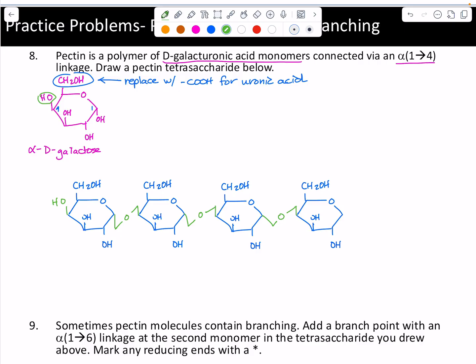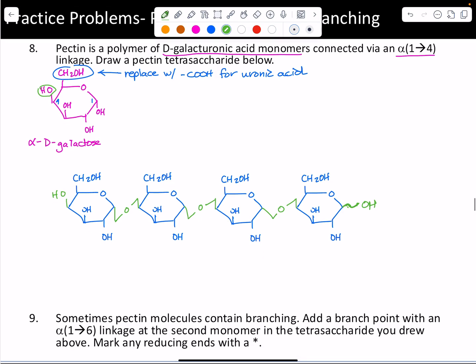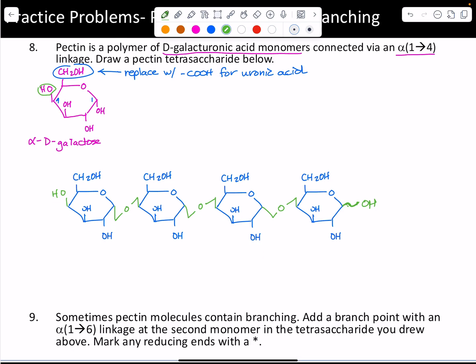And then my end, the end, again, is not involved in a glycosidic bond, so I would write the little squiggle to indicate that that can open and close and undergo mutarotation. Okay? All right, so sometimes pectin contains branching. So let's add a branch point with an alpha 1 to 6 linkage at the second monomer.